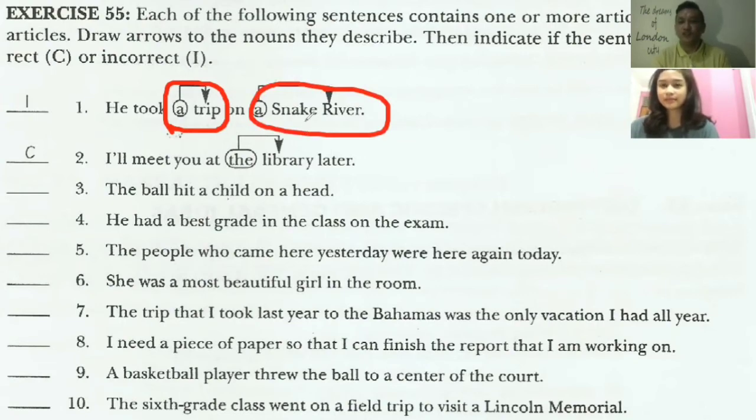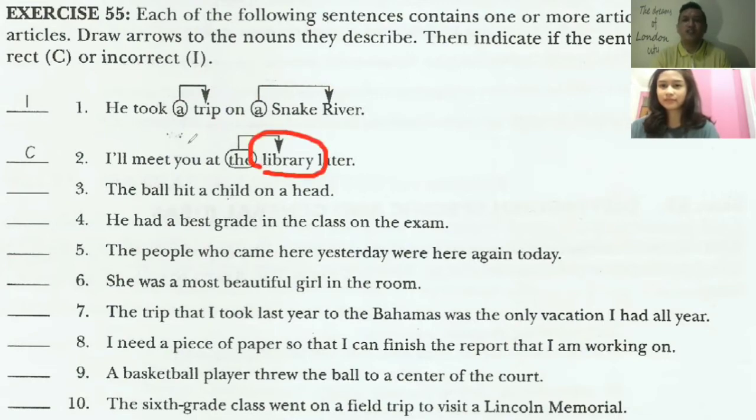Do you know which river we're talking about? Yes. Okay, and then the second sentence, it's correct because we know which library we will meet at. Now, how about number three? The ball hit a child on a head. Do you think it's correct or incorrect?